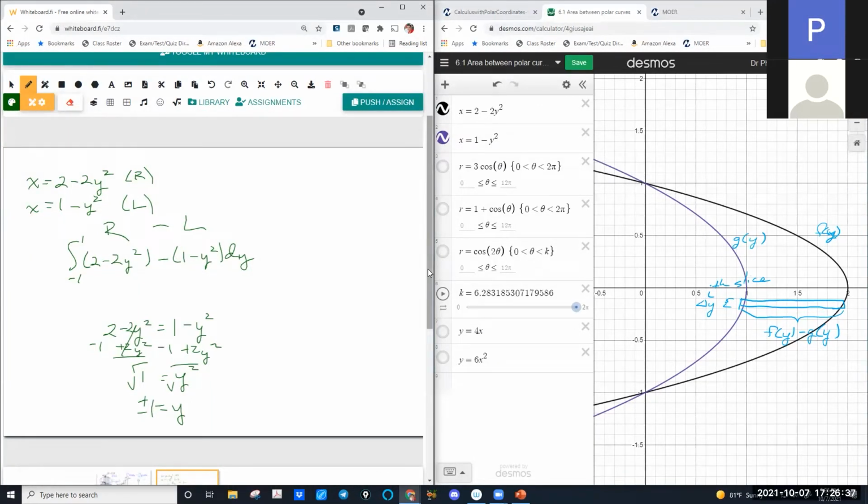So for area between curves, you don't need to do slicing. If you want to practice slicing, it's a good opportunity, but it's not necessary. All right, questions about this one, about area between two curves?